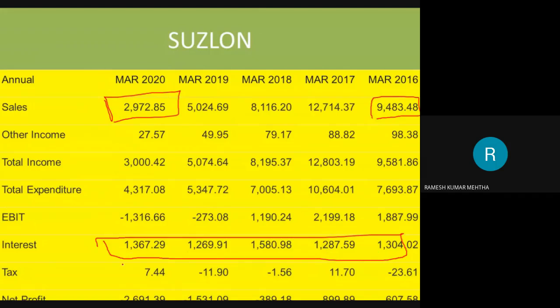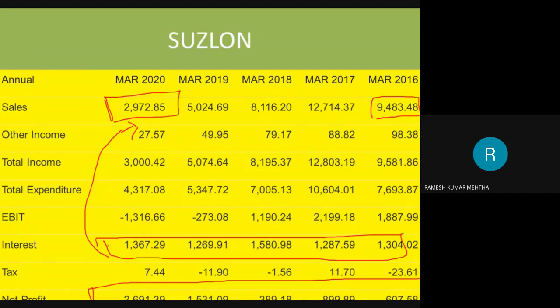And because of this, what has happened? Look at this. The ratio of interest, the percentage of interest in sales, is almost 50 percent. And there are so many other costs like raw material cost, labor cost, factory overheads, office and administration overheads, selling and distribution overheads, which are eventually eating away the profitability of the company, and the company's performance like this in the years 2016 to 2020 because of one small mistake.